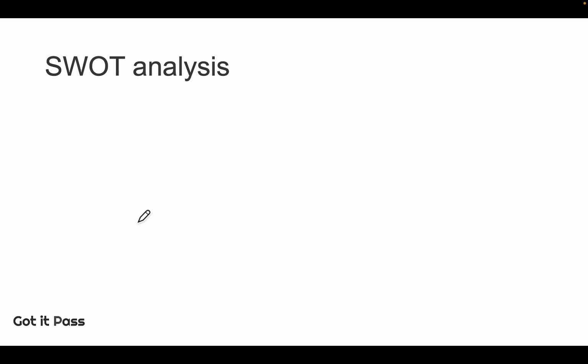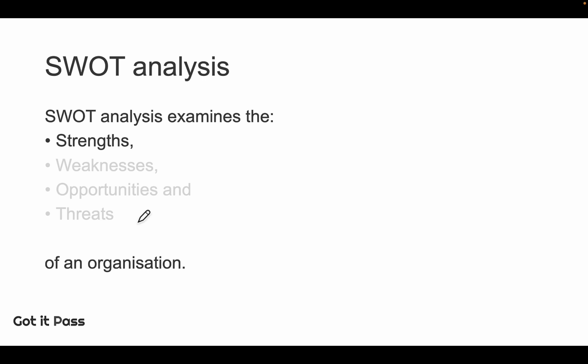For SWOT analysis, it can be examined in 4 areas: strengths, S. So it's about the strengths of a firm or an organization, and then its weaknesses, W, and then its opportunities, O, and threats. So there are 4 elements under SWOT analysis, namely strengths, weaknesses, opportunities, and threats of an organization. So here we talk about an organization's 4 areas or 4 aspects.